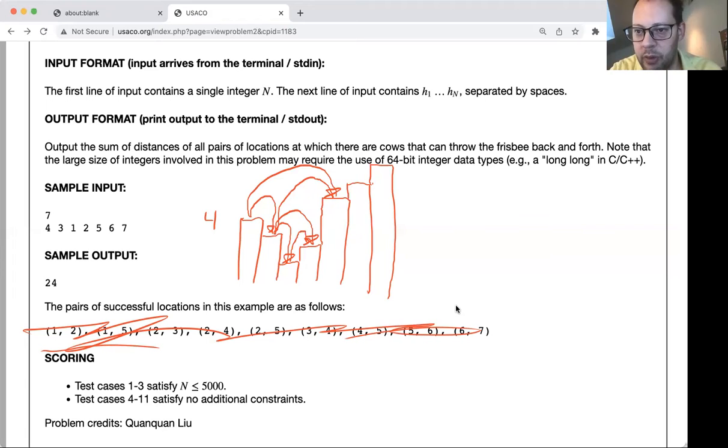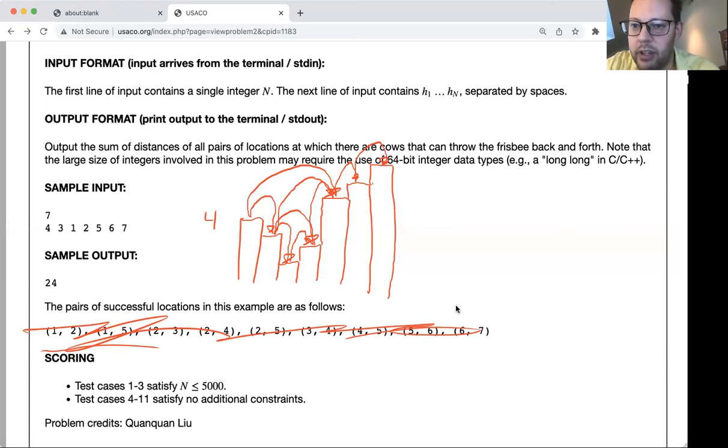This one here also throws to its immediate neighbor, but because the neighbor is taller, it can't throw over it. This one can throw to its neighbor, but not over it. This one can throw to its neighbor and not over it. And then again, because these ones are tall, this one on the end here, for example, is tall, but everything that it could throw to would have to throw over this one, and this is the second tallest cow, everything past that's going to be too short. So none of those are going to be valid pairs.